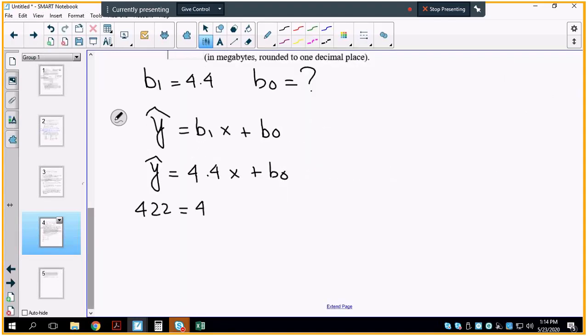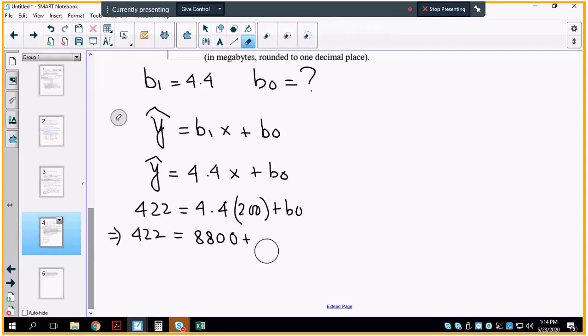equal to 4.4 times the value you have been given in the problem, which is X equal to 200, plus B0. So 422 is equal to 880 plus B0. When you multiply 4.4 with 200, you get 880 plus B0. And see, this is going to help you find the value of B0.